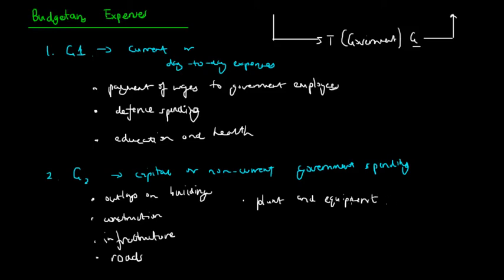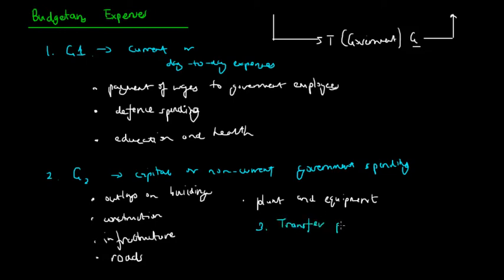And now this is all necessary because firstly, again, they're public goods, so they're non-rivalrous and non-exclusive, and again, because plant and equipment, roads, infrastructure and construction work, they also add to the capital of the economy and therefore will significantly improve the sustainability of our economic growth. So that's G2 spending, so on capital or non-current government spending.